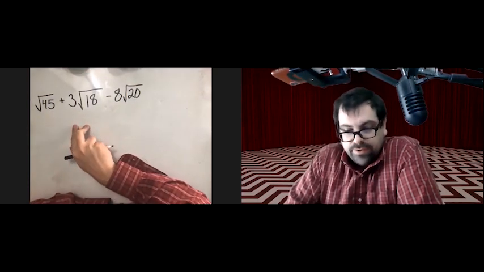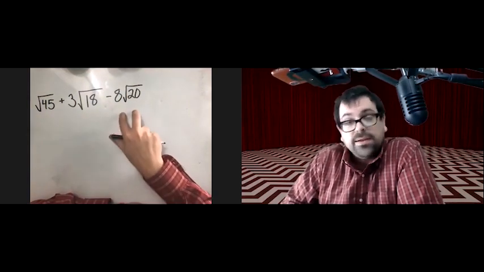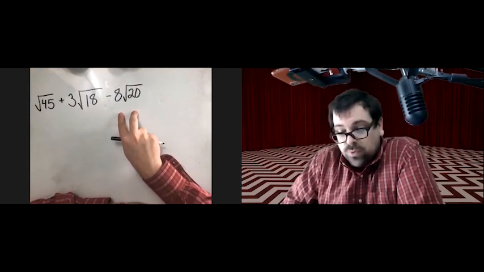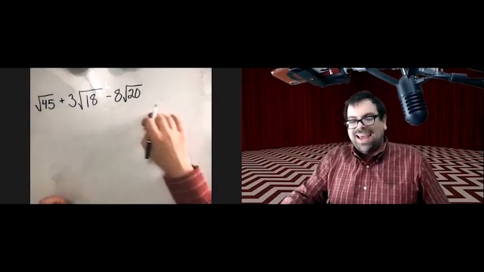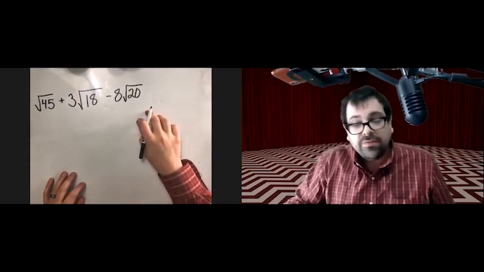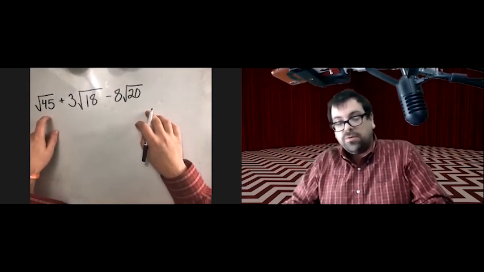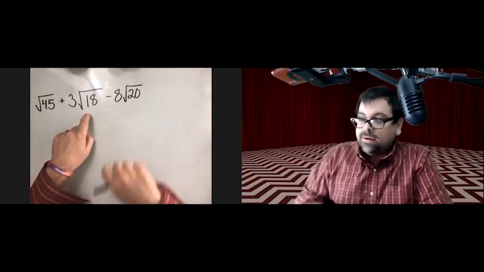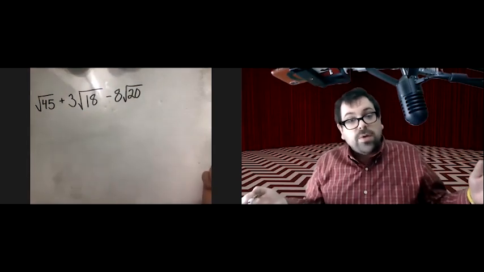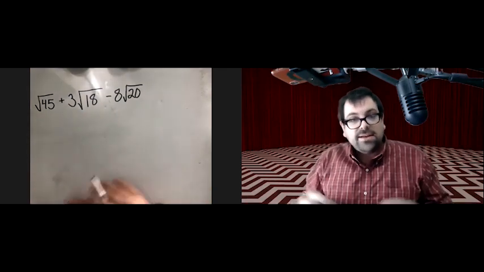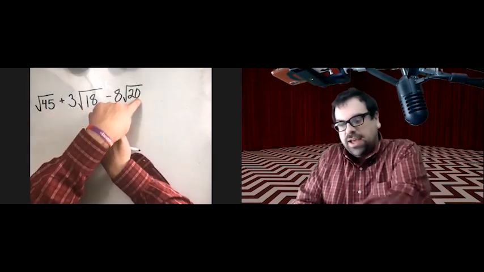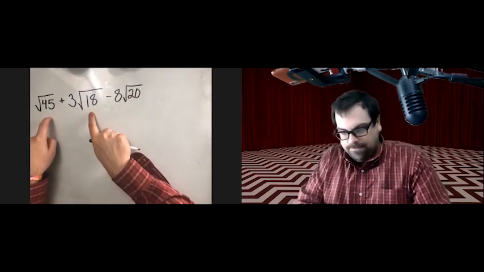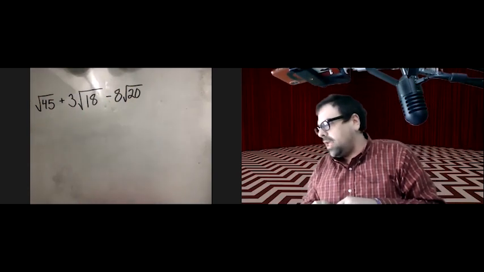Radical 45 plus 3 radical 18 minus 8 radical 20. What are we doing? Well, adding and subtracting we can't do unless we have like radicals. Here we have a radical 45, a radical 18, a radical 20. Those are not like radicals. So as it stands, we can't combine them. But we can try to simplify each of these. We can try to get like radicals.